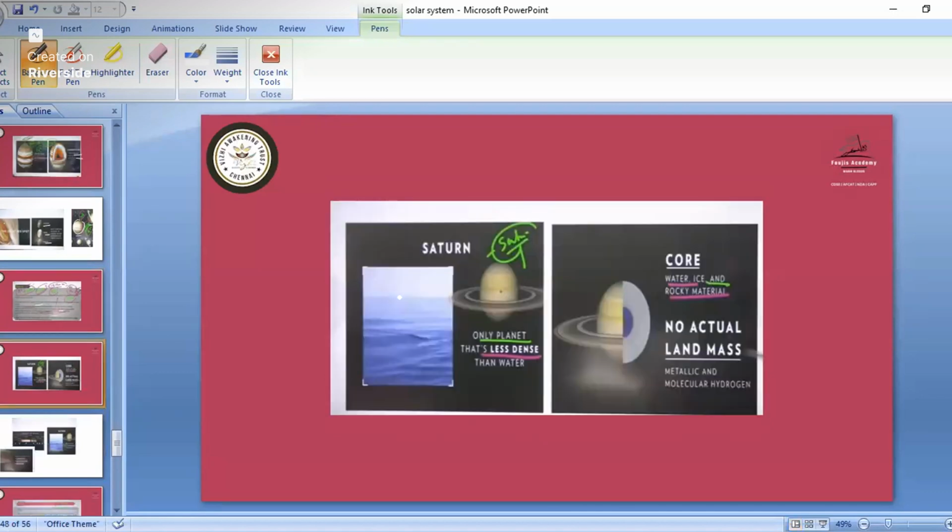See, Saturn is a less dense planet; even if you put it on water, it can float. So remember, Saturn is a very low-density planet which can float even on water. And the inner core is water, ice and rocky material, and it has no actual land mass, and it is metallic and molecular hydrogen.